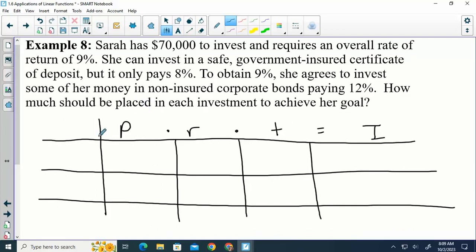So now my labels on the sides, those you have a little more leeway. You can call it first, second, and total again. We can name them by their percents. She's going to put some in the certificate of deposit, some in the bonds. So however you want to label those, I'm going to call them the CD, the bond, and the total. But you don't necessarily have to have the same labels there.